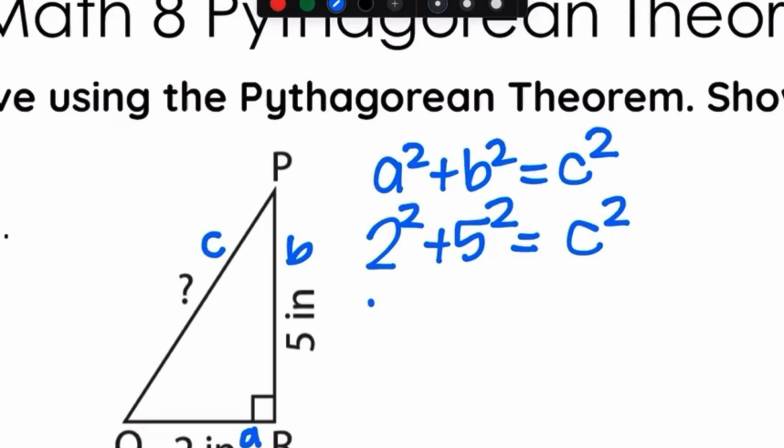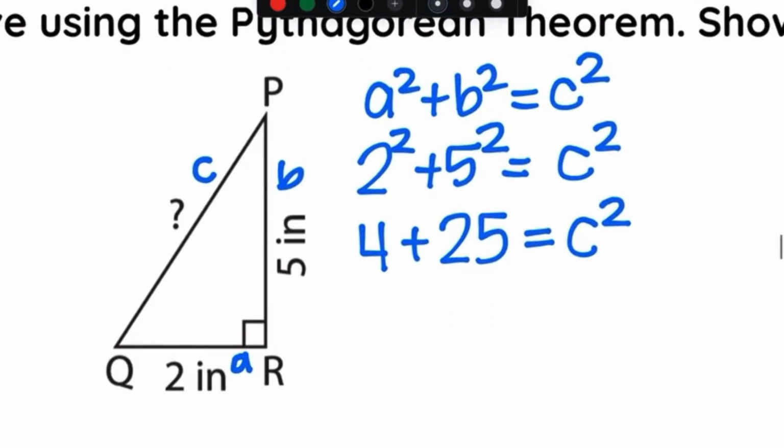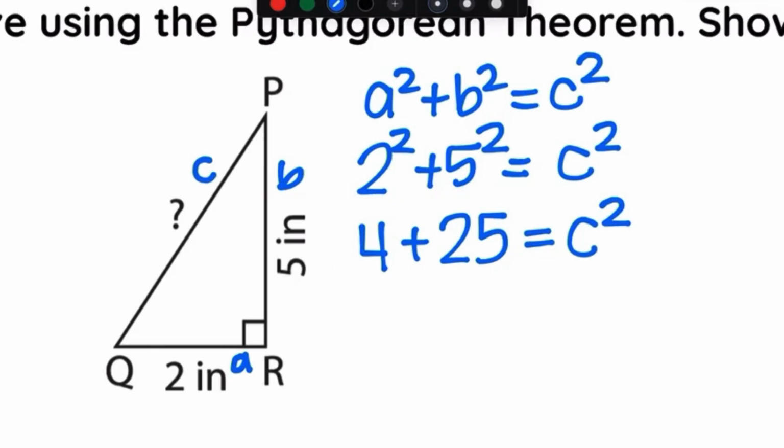So 2 squared, 2 to the second power is 4. 5 to the second power is 25, is equal to C squared, which is our unknown. These two terms are on the same side of our equation, so we're just going to combine our like terms, which is 29 is equal to C squared.